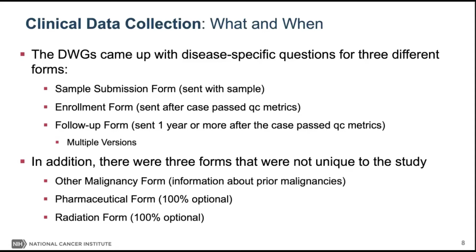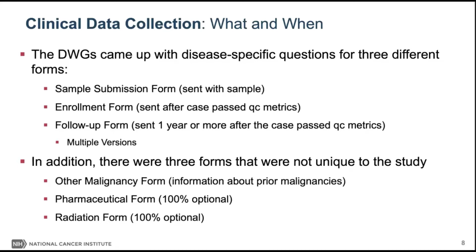So we waited until they were qualified and they filled out this enrollment form, and that's where you'll find, so the sample submission form includes a lot of nice metadata about the sample itself. The enrollment form is where you'll get a lot of the patient-specific information like stage and grade and additional demographics about the patient. And all of that disease-specific information that the disease working groups came up with, for the most part, is on the enrollment form.